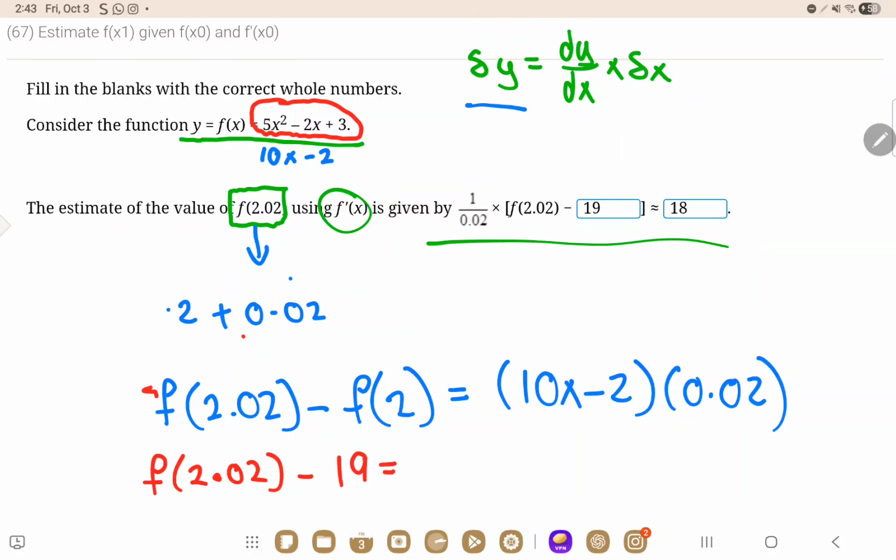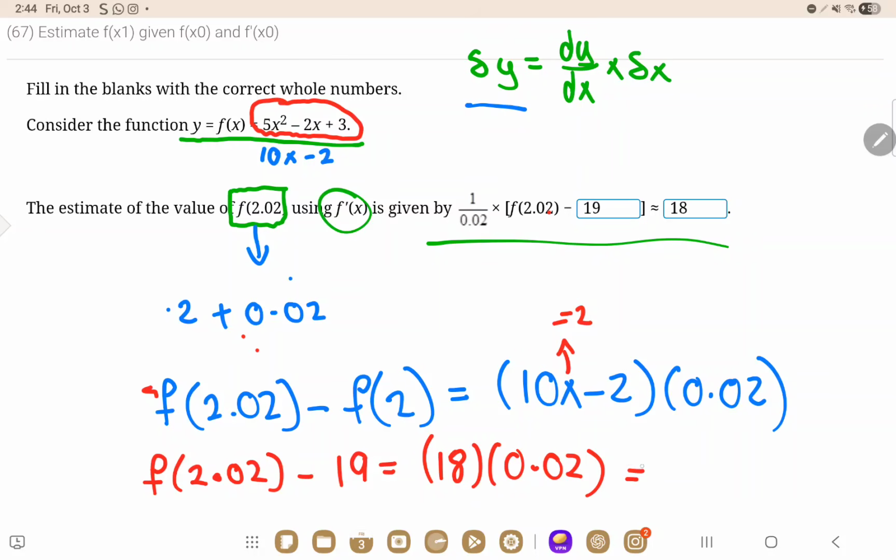The derivative equals 10x minus 2. Now when we say x, we want the big number. We want x, not the small change in x. So we want 10x minus 2 where x is equal to 2. So 10 times 2 is 20, minus 2 is 18. So they want us to find 18 times 0.02. On your calculator, 18 times 0.02 is basically 0.36.